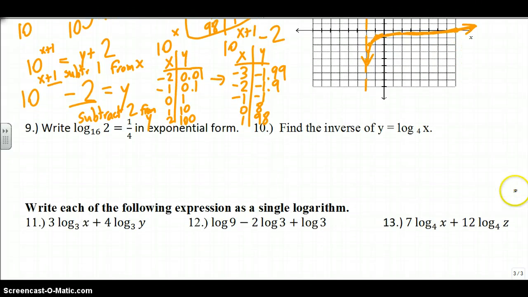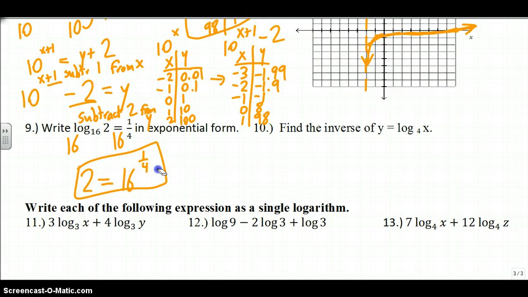Write log base 16 of 2 equals 1/4 in exponential form. Really easy. Bump the base. Log of 16, well, I'm going to bump the base by 16. Well, what happens to the 16 and the log of 16? They cancel each other out. So you're left with 2 equals 16 to the 1/4. And that is it. That's seriously all you have to do.